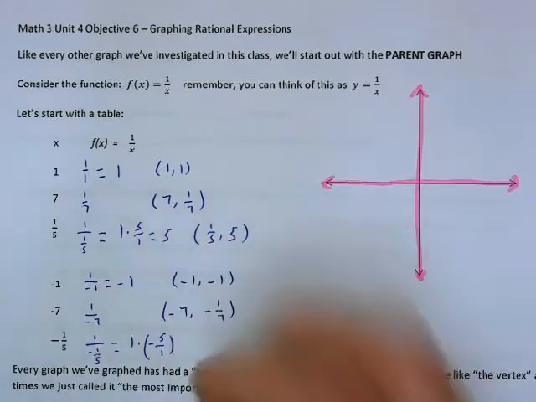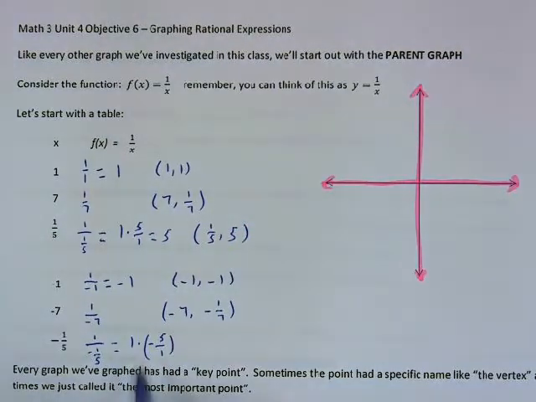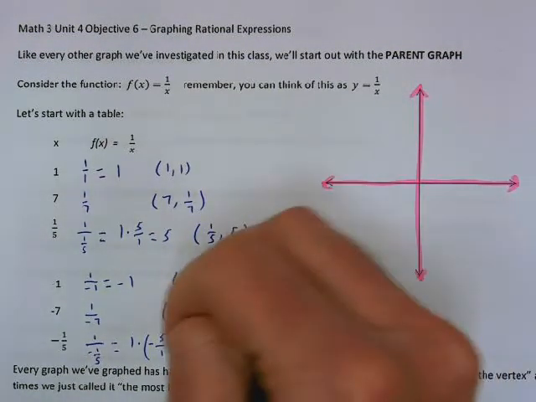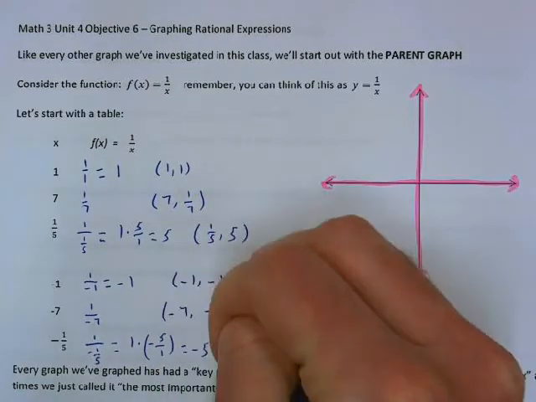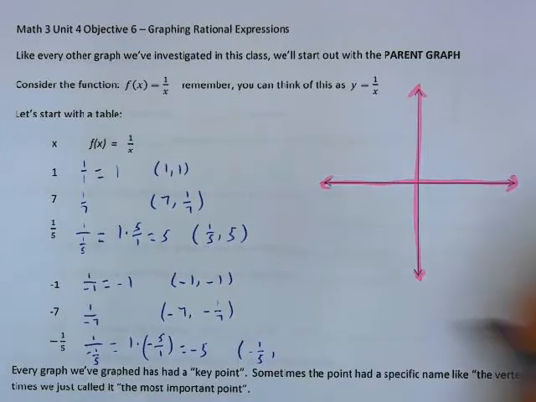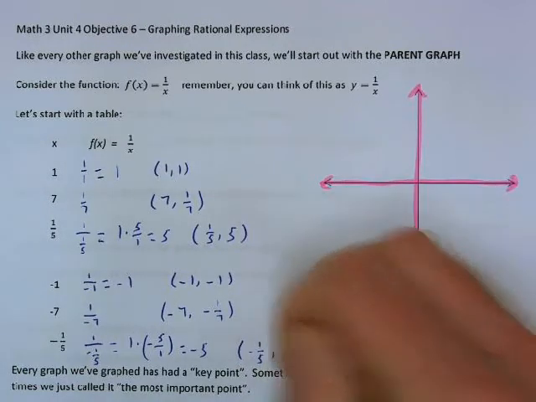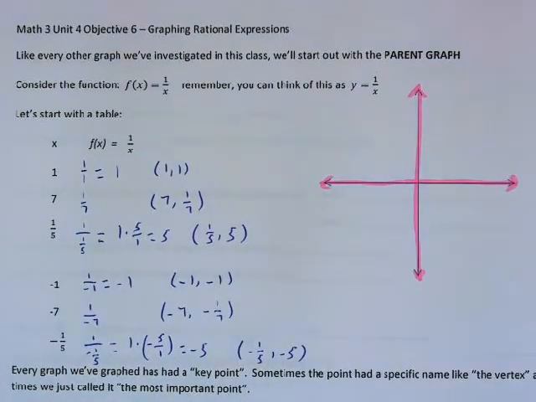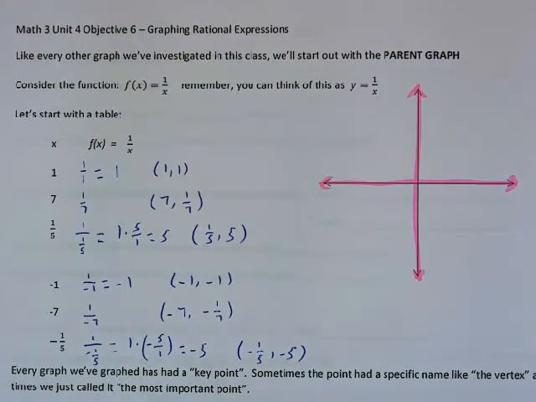Need parentheses there, otherwise it looks like we're subtracting. And then 1 times -5 over 1 is -5. So we get the point -1/5, comma -5. All right, so we got 6 points there. Let's plot those and see if we can see what our graph is going to look like.